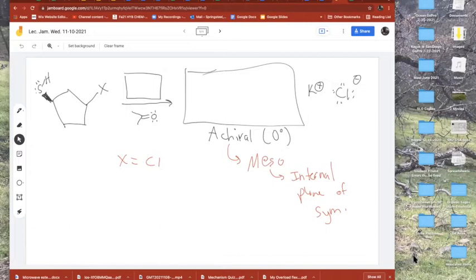So I need to have a plane of symmetry about this type of molecule, but in the product side. So like maybe down the middle here. So what should this be on the product side if I have an internal plane of symmetry? What do I need to put here? And I want it to have an internal plane of symmetry, so it's meso and achiral, right?